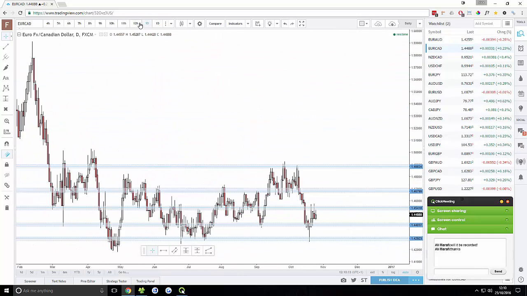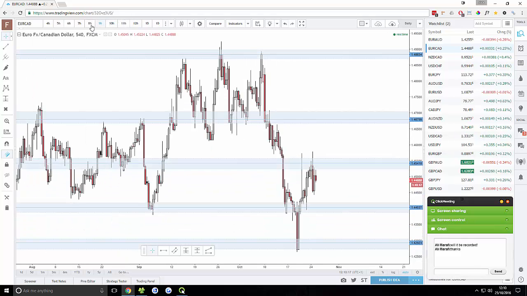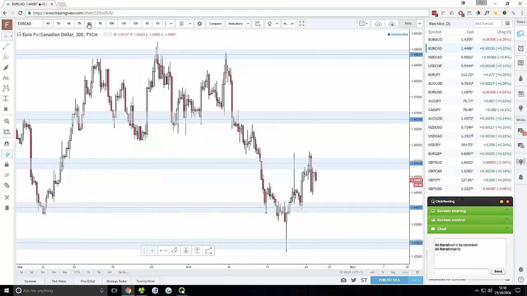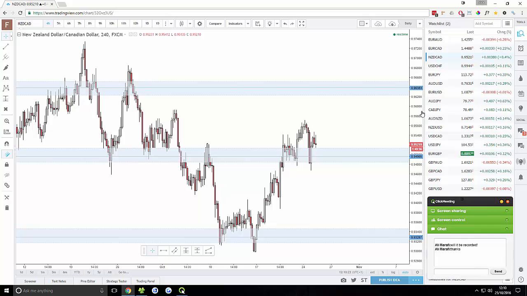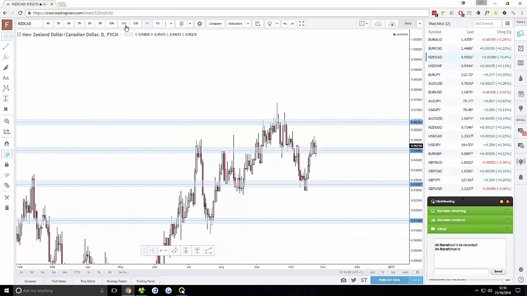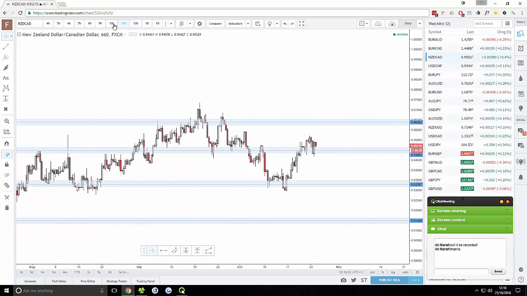It's in between 2 support resistance areas, so we're probably not going to see much here today. Yeah, nothing really going on there. New Zealand CAD looks like it's in the middle of a continuation, but it'd be too late to enter this one.